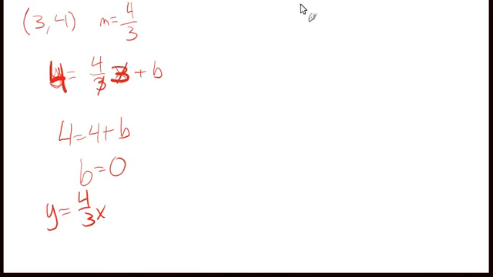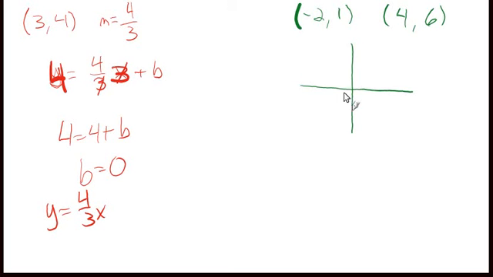What if they just gave me 2 points? (-2, 1) and (4, 6). Well, if I had a point and the slope, then I'd be good, but all I have is 2 points. But 2 points, we'll find out, is enough to find the slope. I mean, I don't even need to draw a picture, but I will just so you'll see it for the first time at least. (-2, 1), and 1, 2, 3, 4, 1, 2, 3, 4, 5, 6.